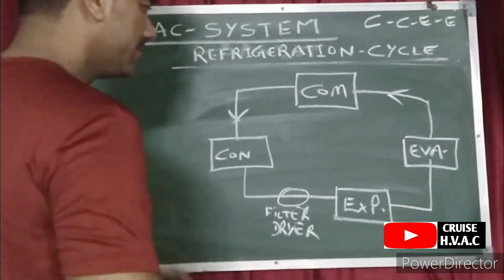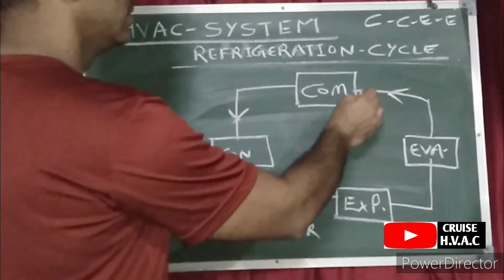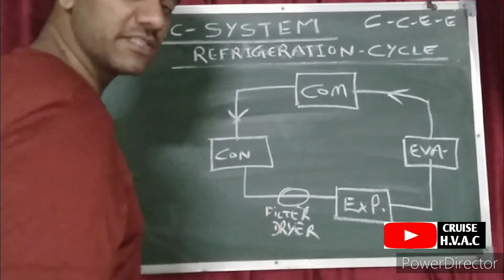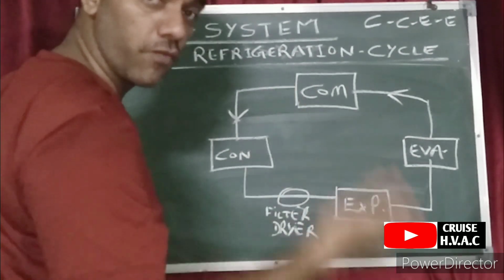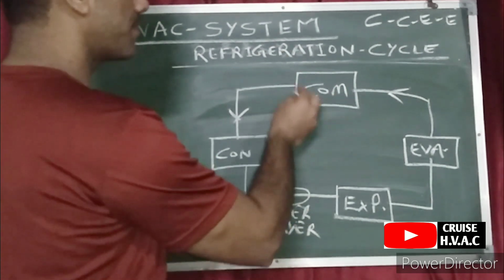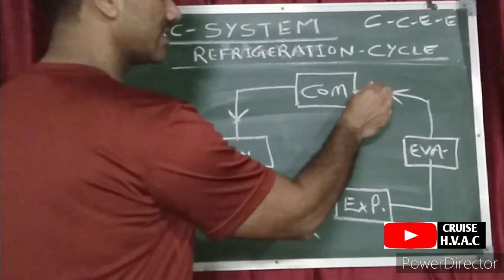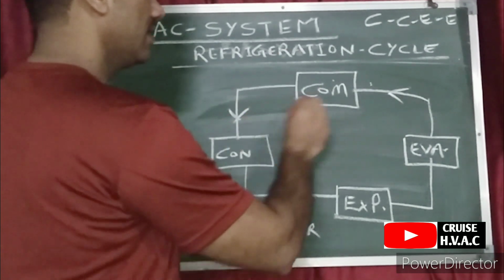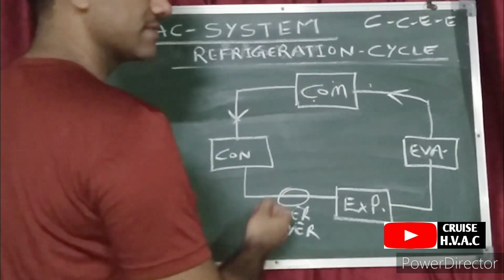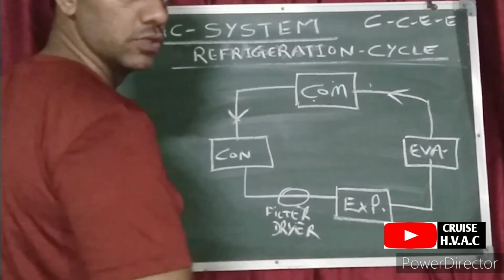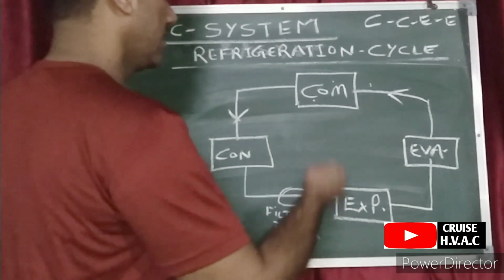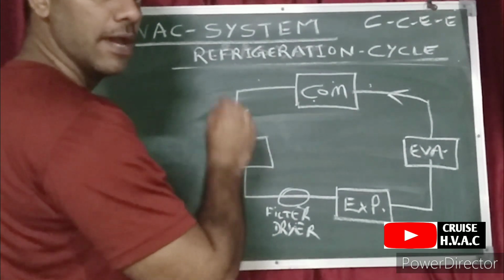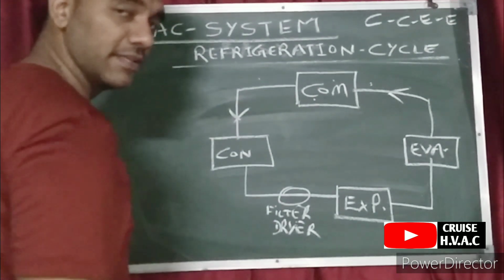So what happens in the compressor, as you can understand, the compressor can only compress the vapor refrigerant, only the vapor form. So in the compressor the low pressure and low temperature vapor refrigerant enters inside the compressor. In the compressor it gets compressed and its pressure increases, so its temperature also increases, and then from the compressor the high pressure high temperature vapor refrigerant goes to the condenser.